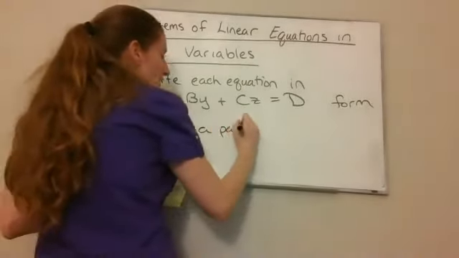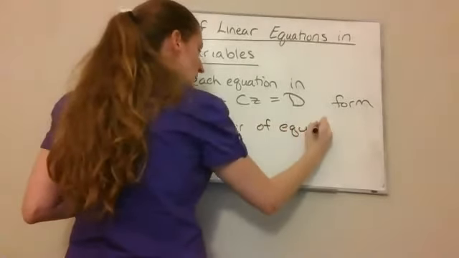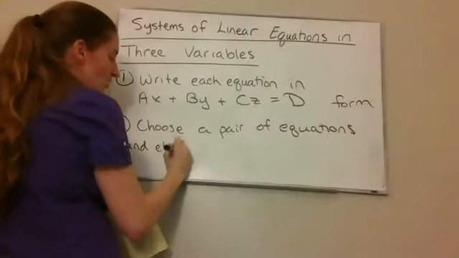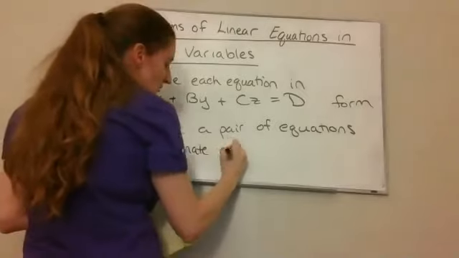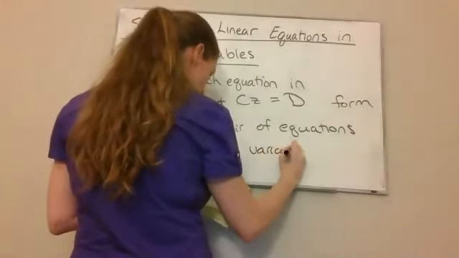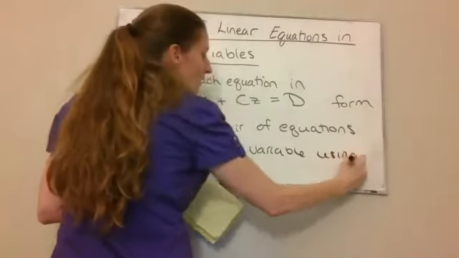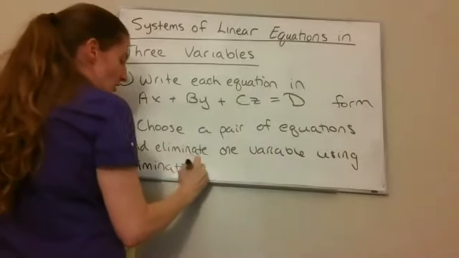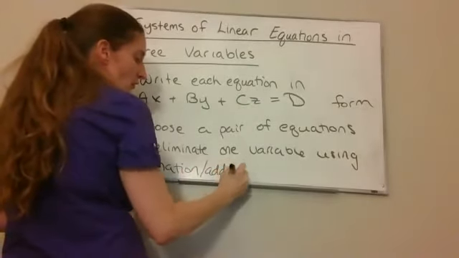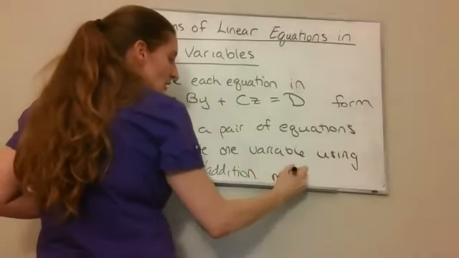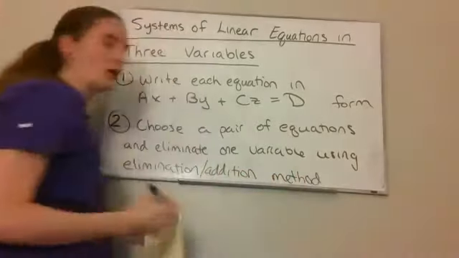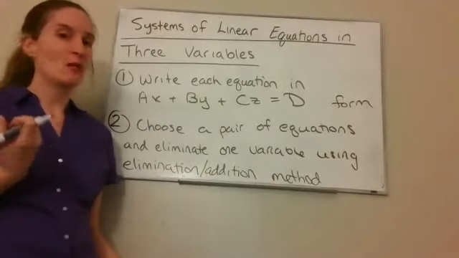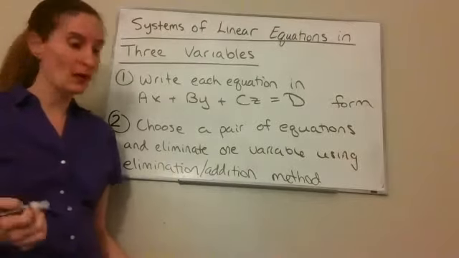Choose a pair of equations and eliminate one variable using the elimination or addition method. So that's the method that we learned in the last video. Out of your three equations, you're going to choose any two that you want. And then you're going to eliminate one of the variables out of those two equations.